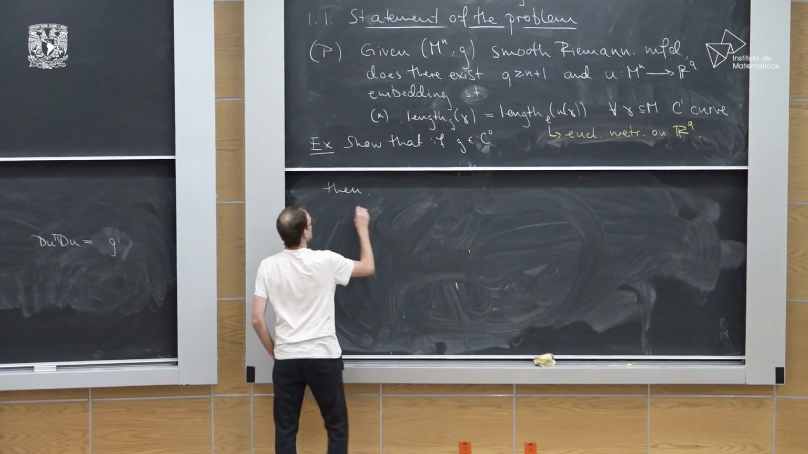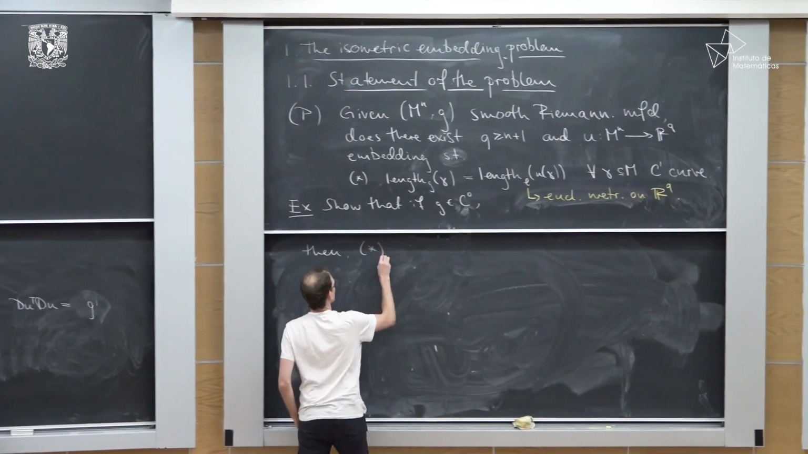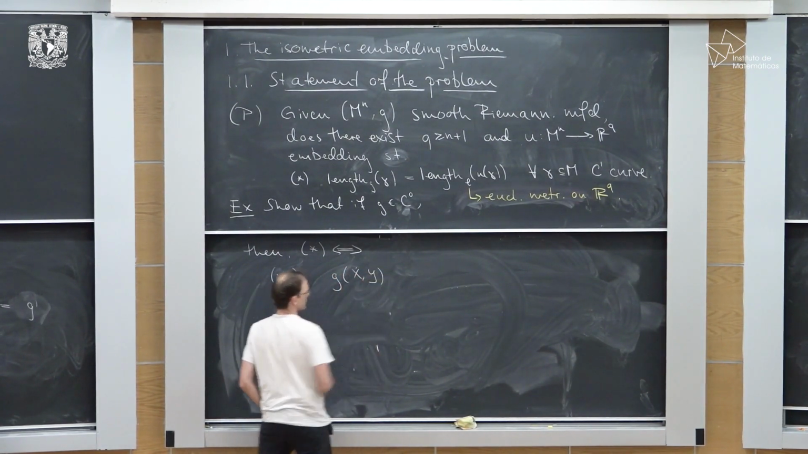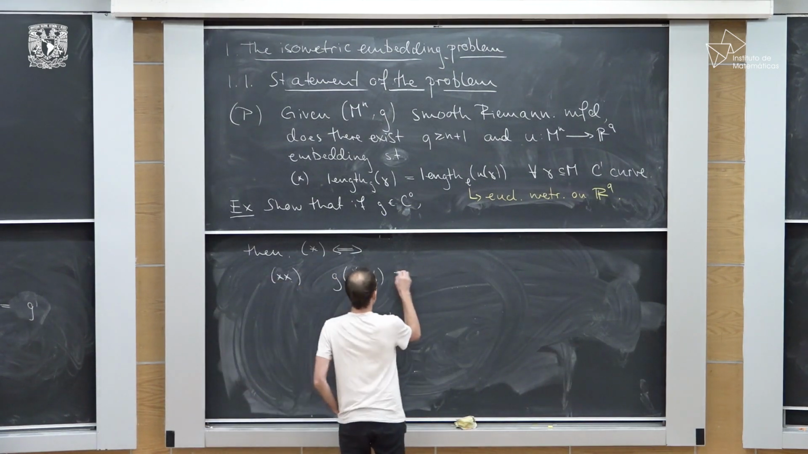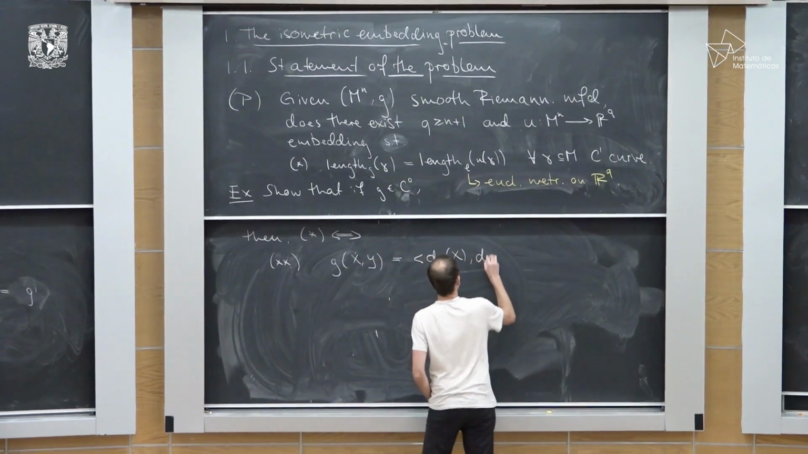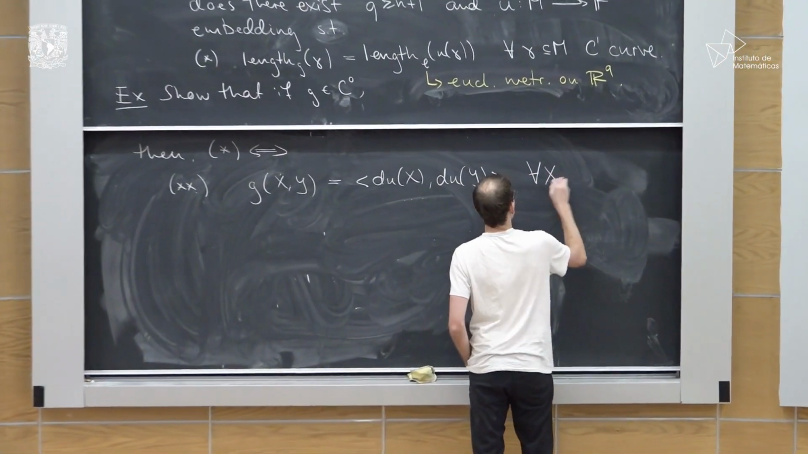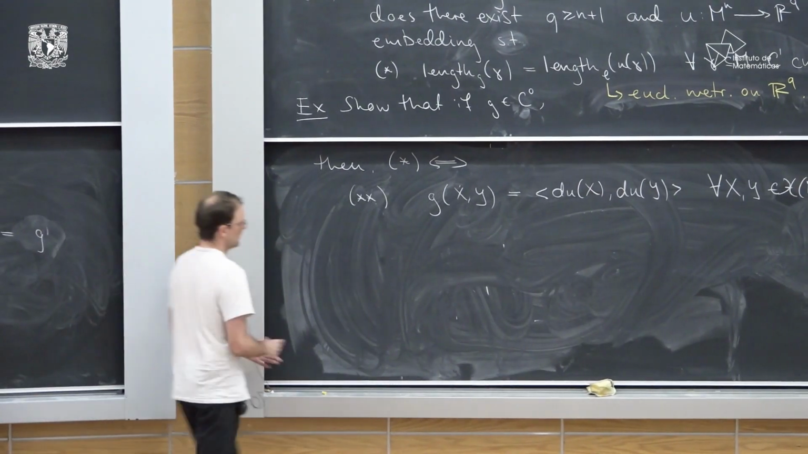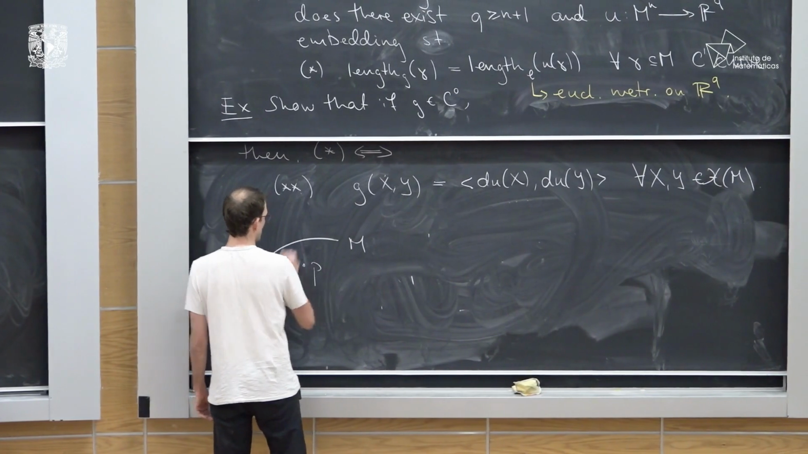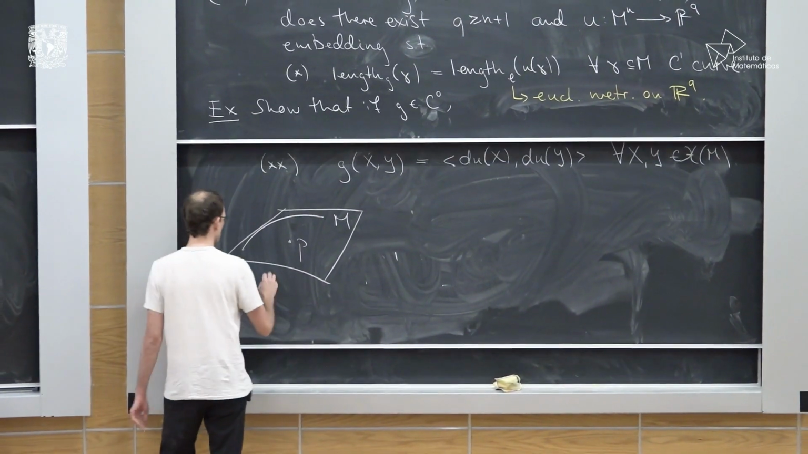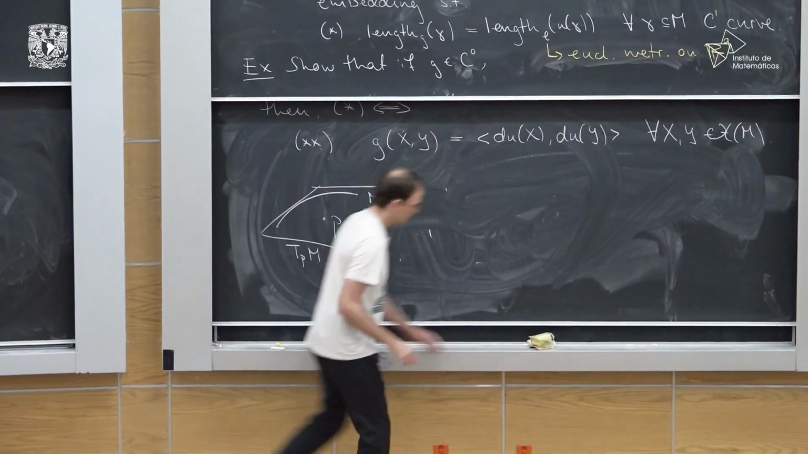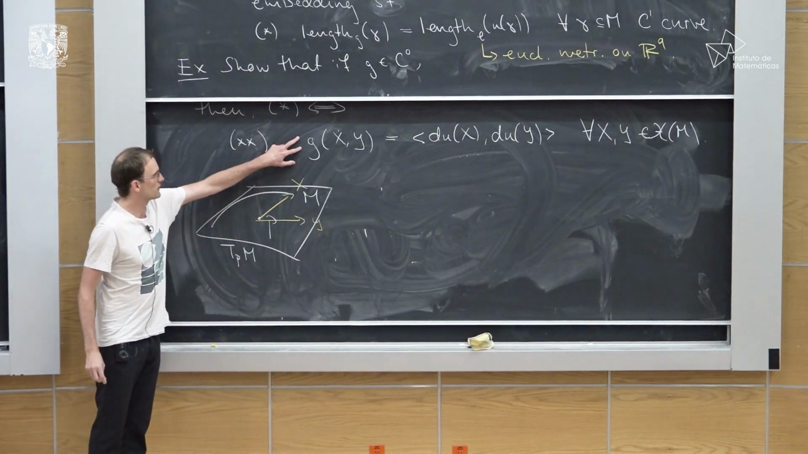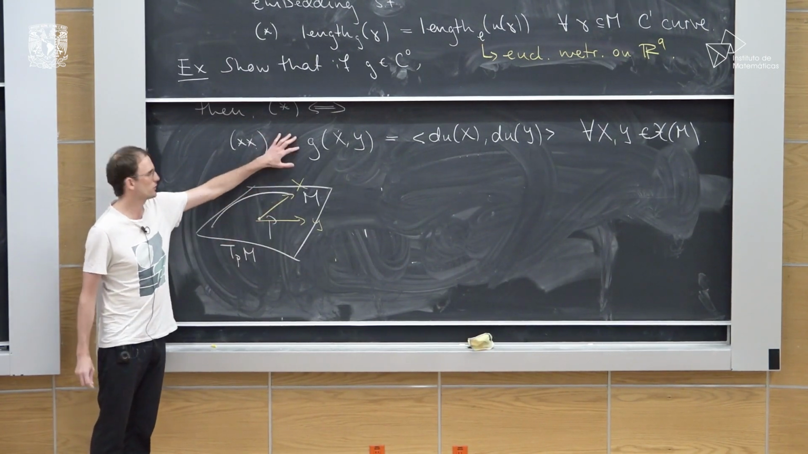then this star is equivalent to the following condition, star star, namely that the inner product of any two tangent vectors x, y with respect to G is the same as the Euclidean inner product of these two vectors, du of x, du of y, for every two tangent vectors x and y. Let me just draw a picture of this condition. Here you're on a manifold M. You pick a point, you look at the tangent space to the manifold at this point, T_pM. I have two vectors, x and y, and the intrinsic metric G allows me to associate to these two vectors an inner product. It's just a number, called G(x,y).